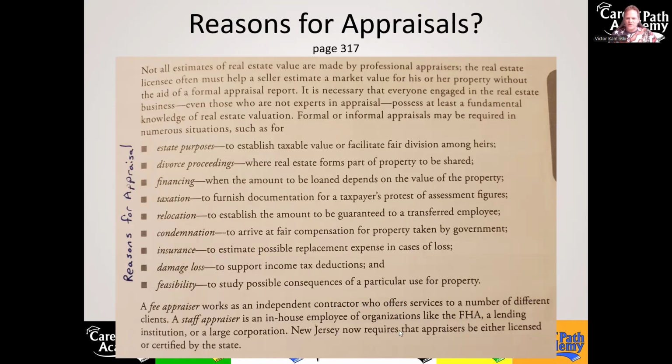Let's see, New Jersey now requires that appraisers either be licensed or certified by the state. Well, they have for as long as I've been alive. I think they started that in 1930, something like that. They started requiring licensing for appraisal. So just write this over here on page 317, reasons for appraisals along the side of that.